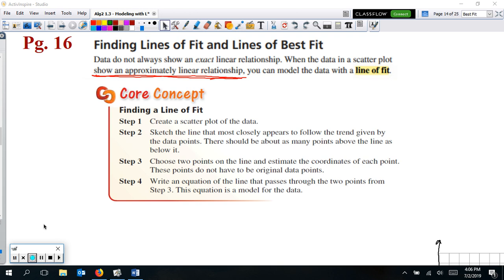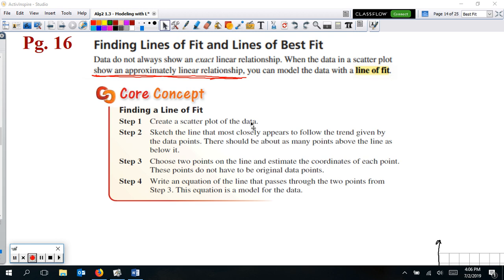Okay, so on page 16, you're going to see this core concept, finding lines of fit. Basically, what a line of fit is, and you have that vocabulary word, you could write this down. It shows an approximate linear relationship is what a line of fit would do. So if you model data and it has a linear relationship, then you can have a line of fit.